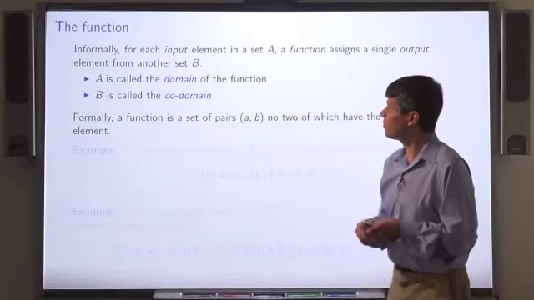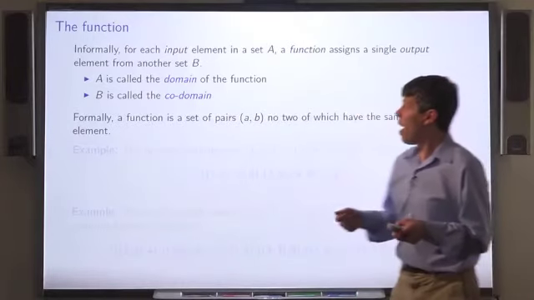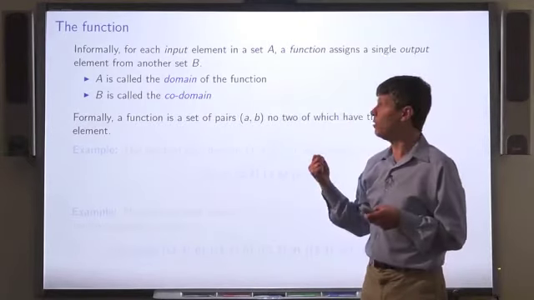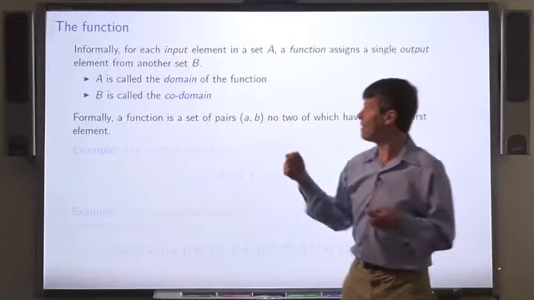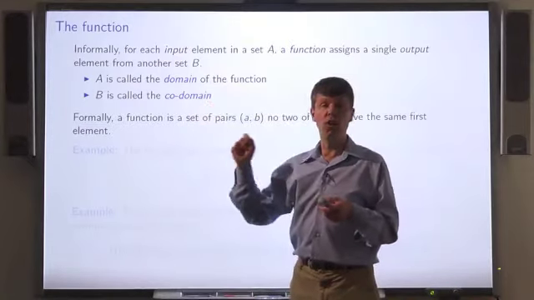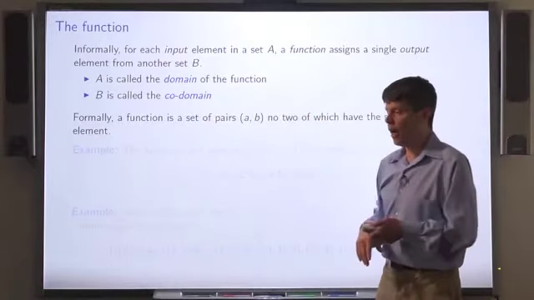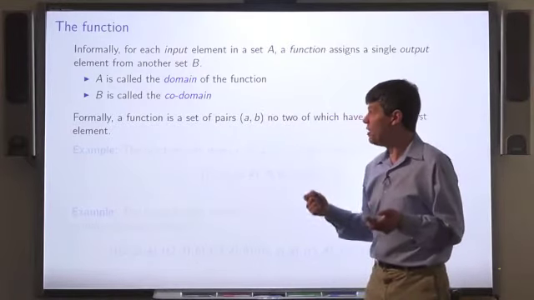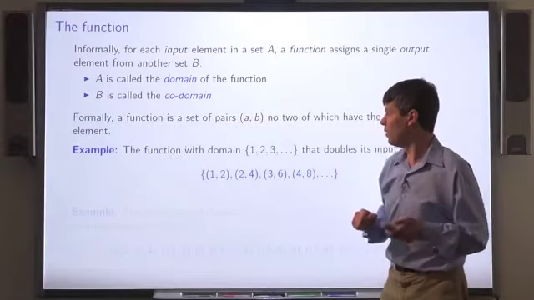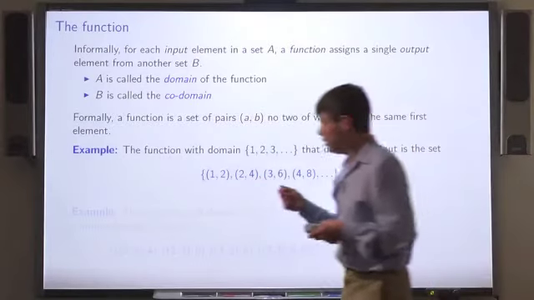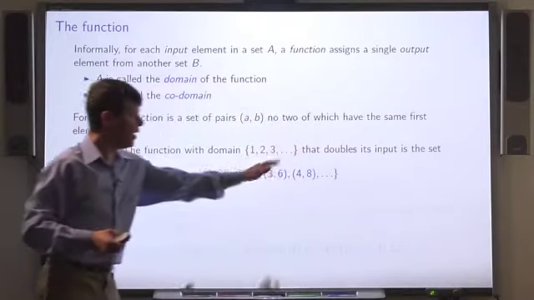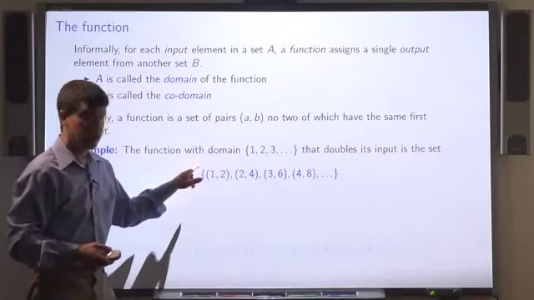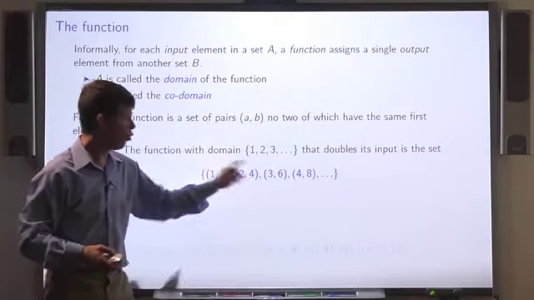What's a function? Well, intuitively, for each input element in a set A, a function assigns a single output from another set, B. And in this context, A is called the domain of the function, and B is called the codomain. Formally, in math, a function is often defined as a set of pairs (a, b), no two of which have the same first element, a. So here's an example. The function with domain 1, 2, 3, and so on that doubles its input is represented by this set of pairs. The first element of the set is the pair 1, 2. The second is 2, 4, and so on.